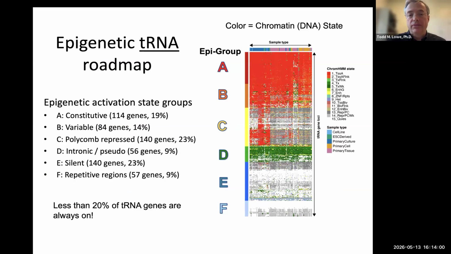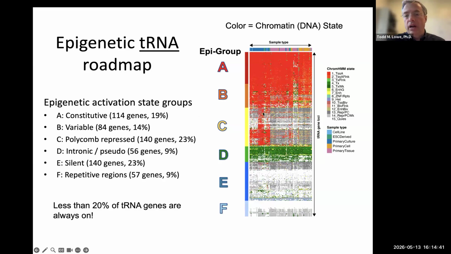We were pretty astonished to find this, and I'll first explain it to you. These are the different sample types across the top, 120 different sample types. And along this axis, each one of these rows is a different tRNA. If every single tRNA was active, this whole thing would be red. The red and orange are transcriptionally active states for that part of the chromatin, a stand-in for the fact that the chromatin is open and open for business. It's pretty surprising that only about 19% of all of our tRNA genes are constitutive.